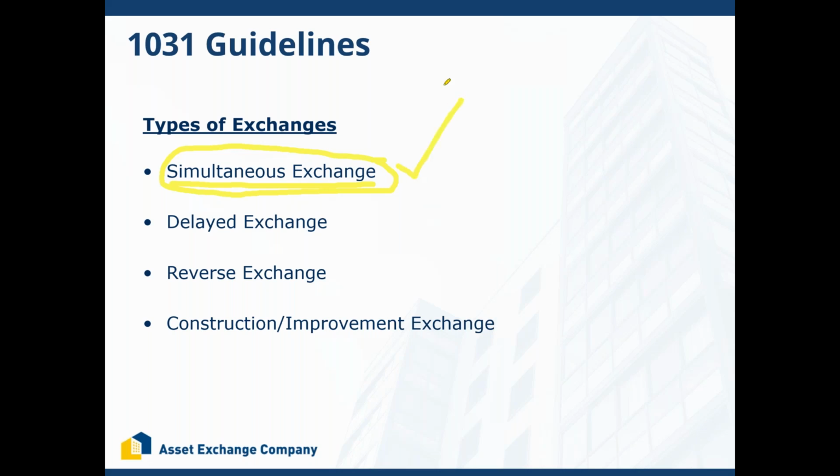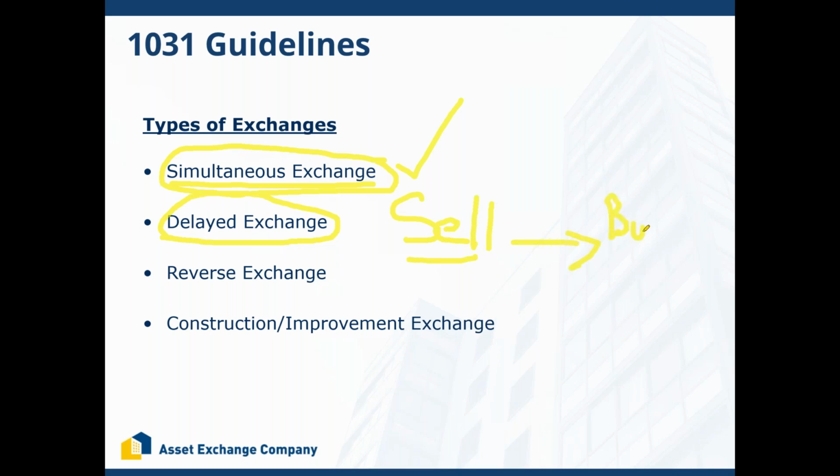All right. Prior to 1972, the government gave us a little bit more flexibility on how to do the 1031 exchange. Excuse me, post 1972. They gave us the option to do what are called delayed exchanges. And the delayed exchange is exactly what it sounds like. You have a delay between your sale and your buy or your purchase.